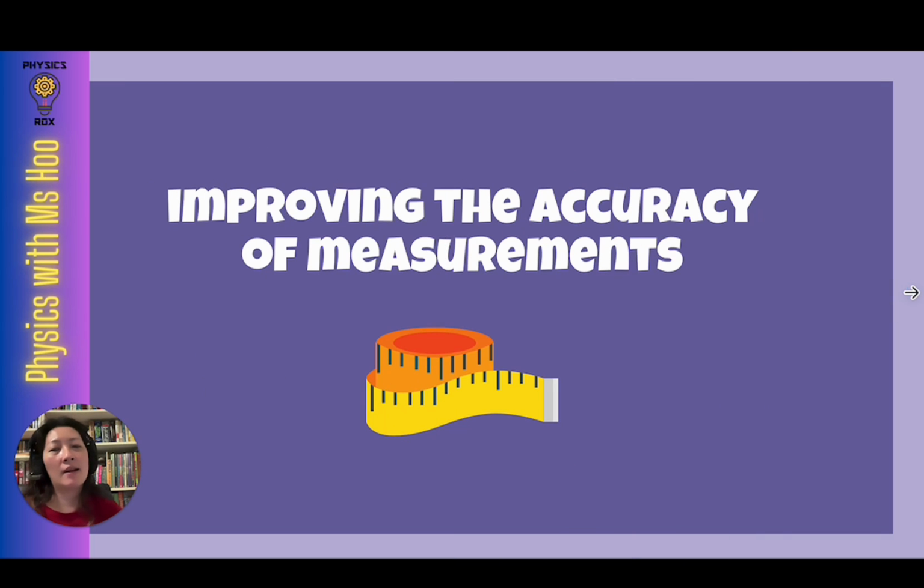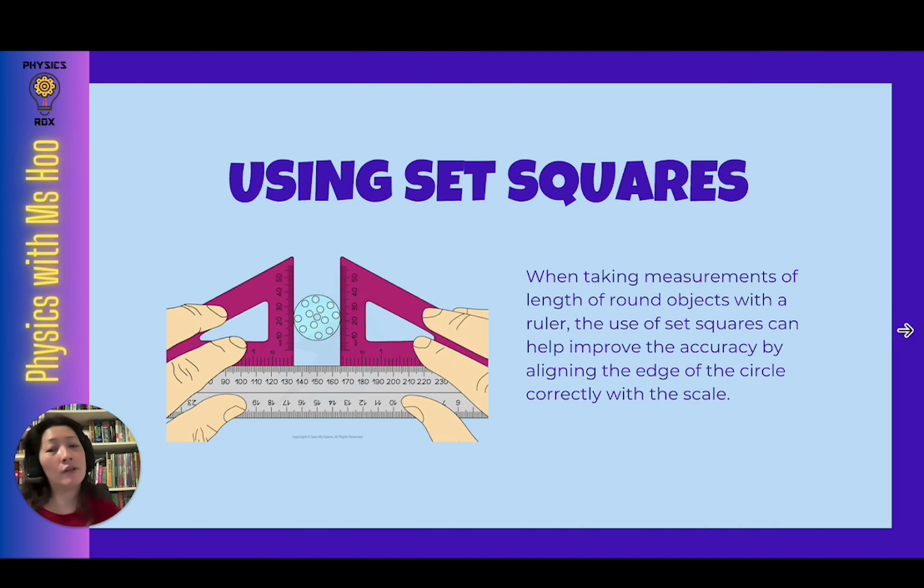And now let's talk about improving the accuracy of our measurements. So there are some tools we can use to help us improve the way we take our measurements. So for example, you could use set squares. When taking measurements of length of round objects with a ruler, for example, if you want to measure the diameter of a coin or a tube, because they're round, it's not so easy to find the exact point where to measure the diameter. So by using set squares, which are these triangular rulers, it can help us to improve the accuracy by aligning the edge of the circle correctly to scale.